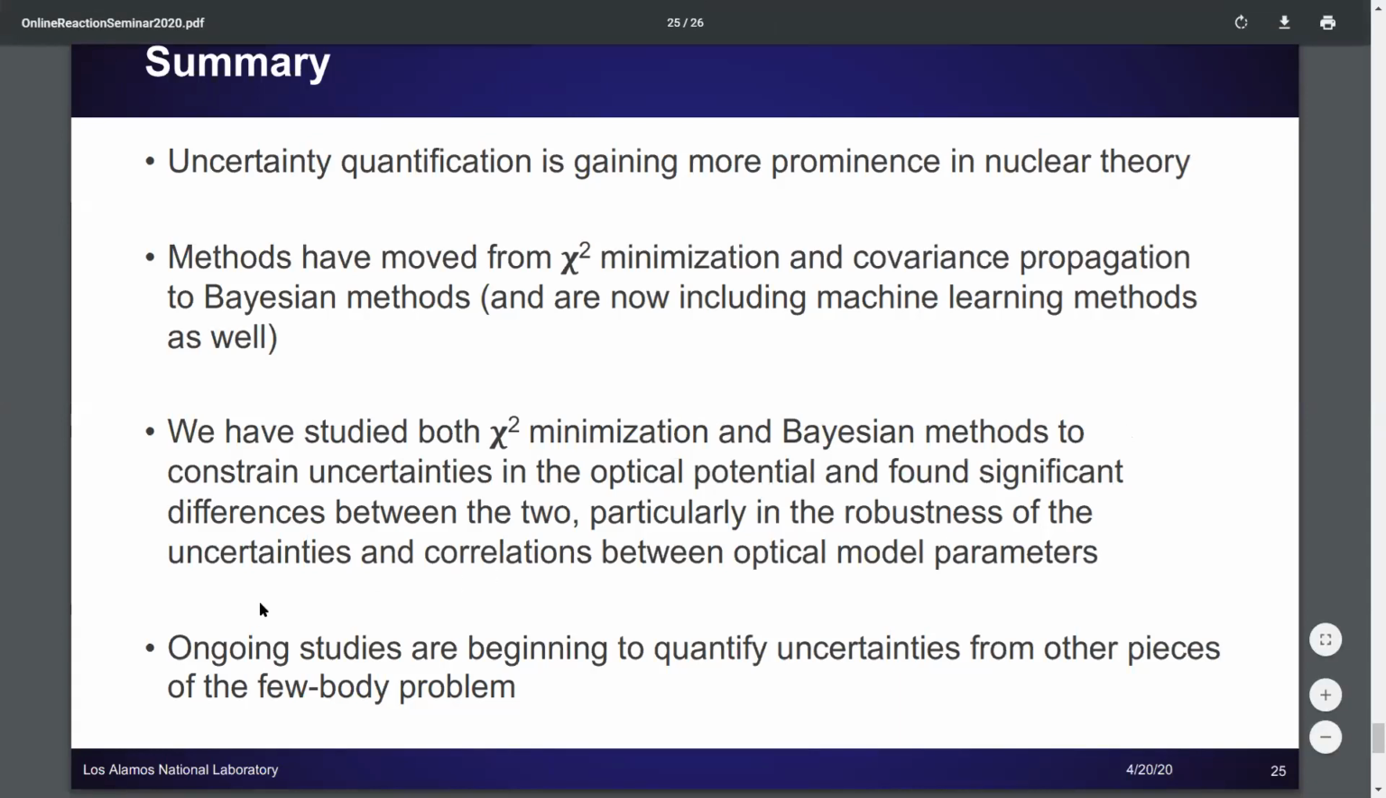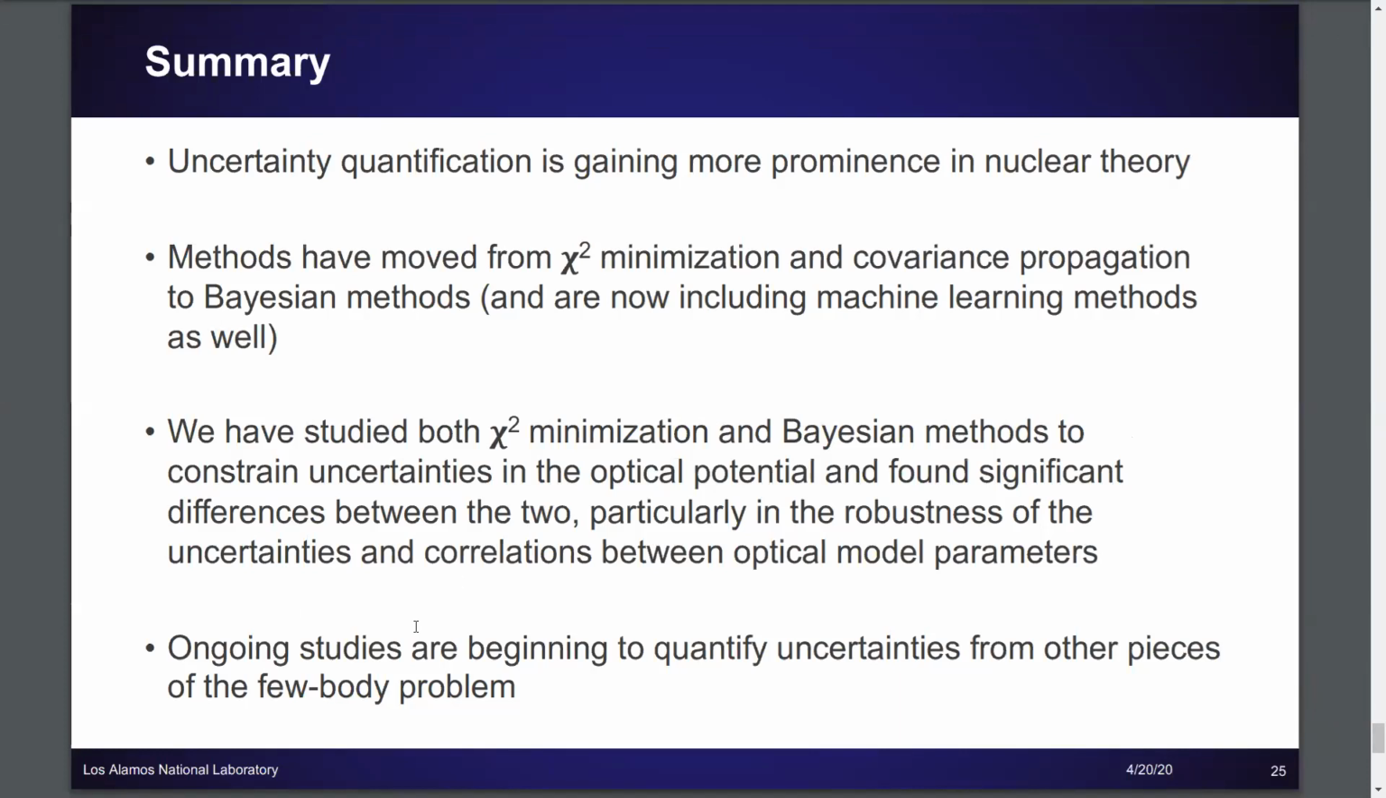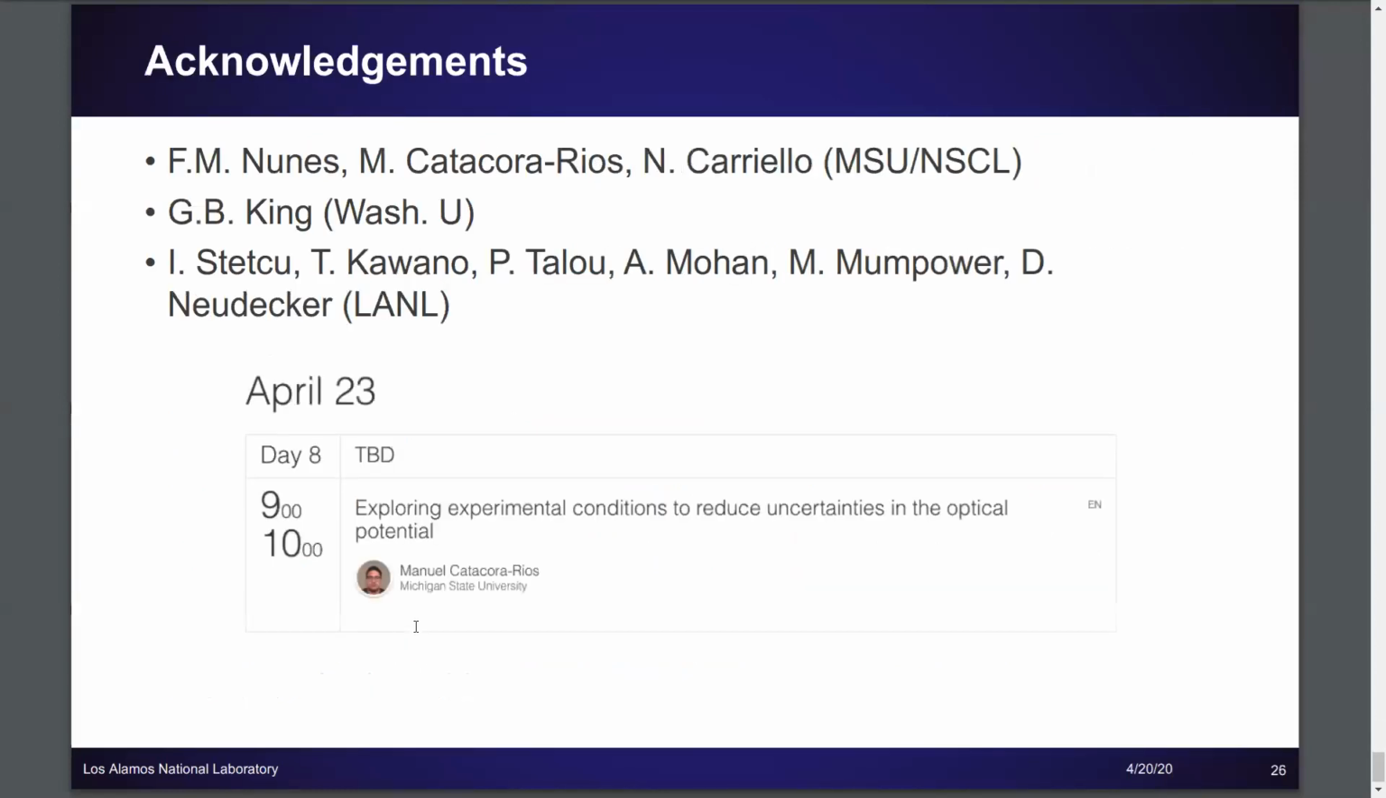And so then ongoing studies that our group is beginning are going to look at uncertainties from the other pieces of the few body problem so that we can really wrap this into a nice package and have as many sources of uncertainty as possible, and then find a way to reduce these uncertainties.